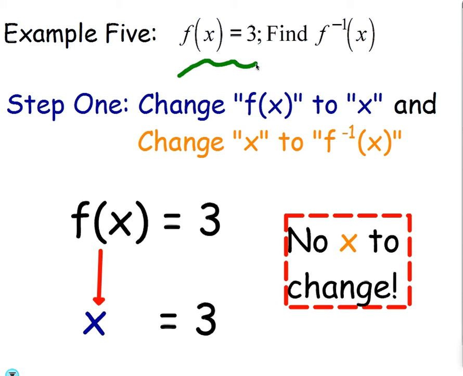So if you notice, the difference with this one is when you have a constant number, there's no x, right? There's no x in this equation. It's like y equals 3. It's a straight line across. The only thing we can do is change the f to an x, right? We can't do anything with the 3. So what do you guys think the inverse is?